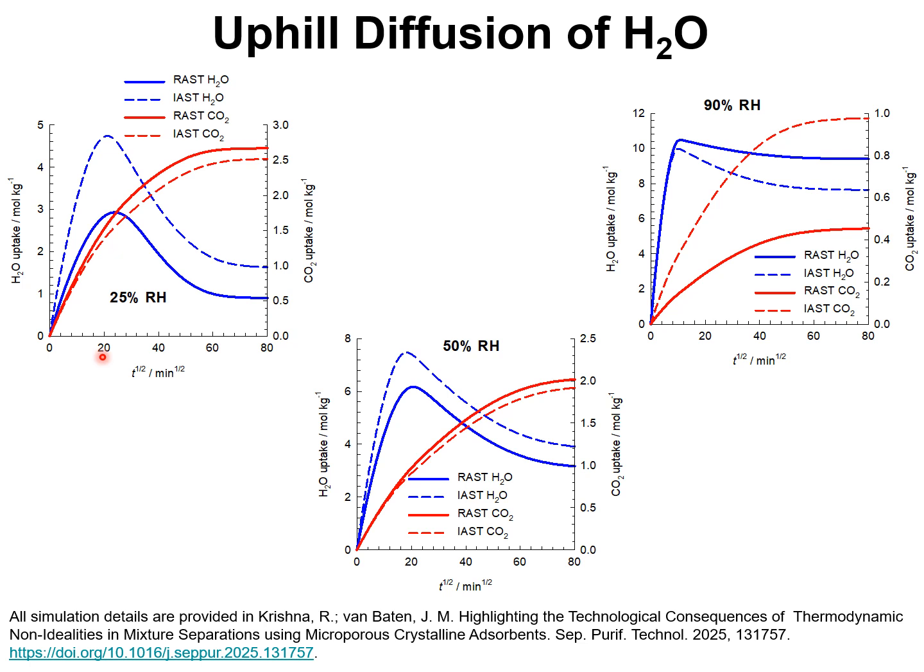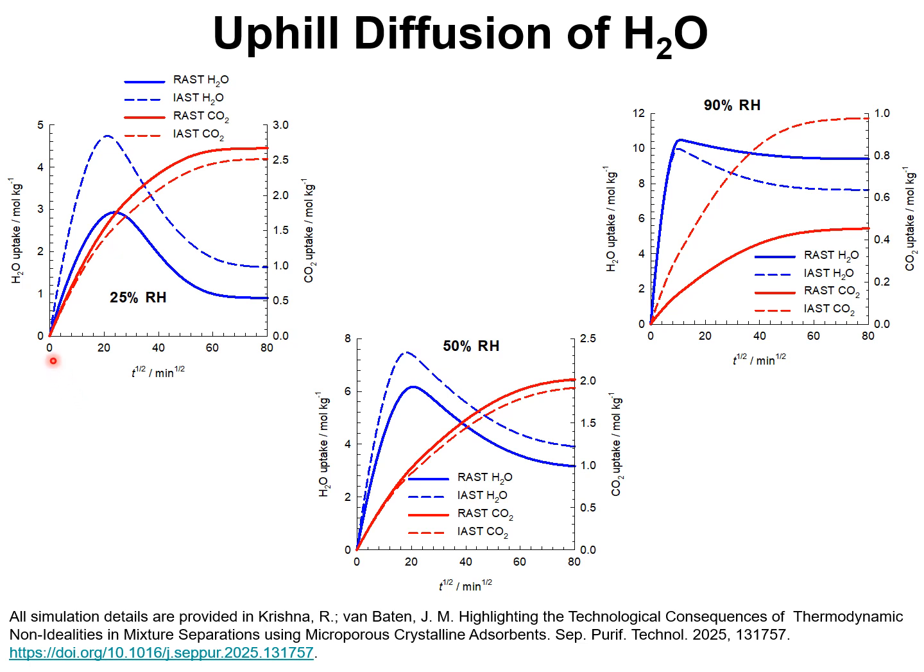I show the simulation results for 3 different values of relative humidity: 25%, 50%, and 90%. The water uptake is indicated by the blue line, and the continuous red line indicates the CO2 uptake. The water uptake data is reported on the y-axis on the left-hand side. The right-hand side shows the CO2 uptake in units of moles per kilogram. The dashed red lines are for the IAST model for CO2 uptake, and the blue dashed lines are for the IAST model for water uptake.